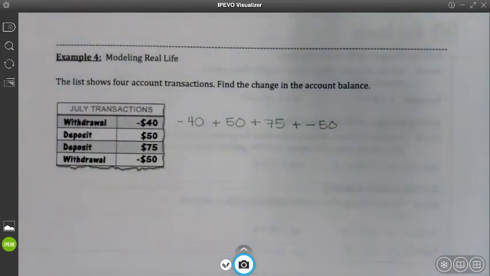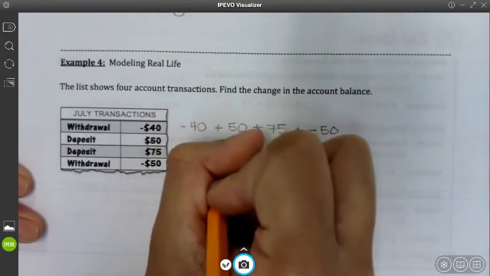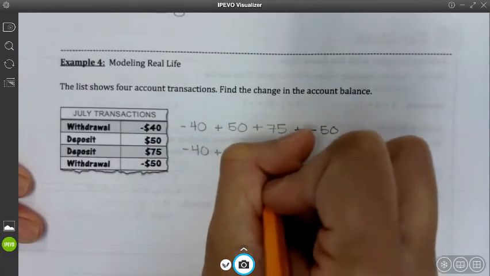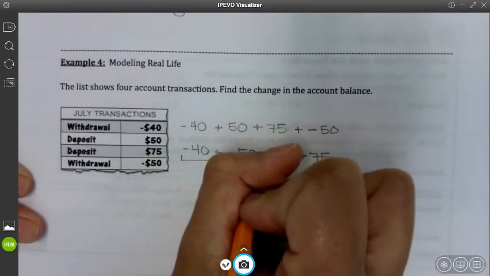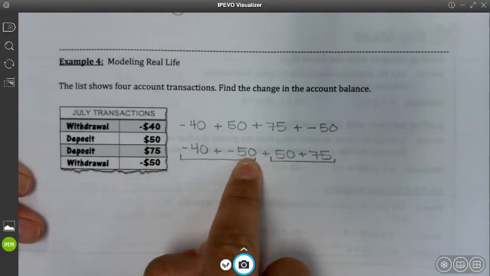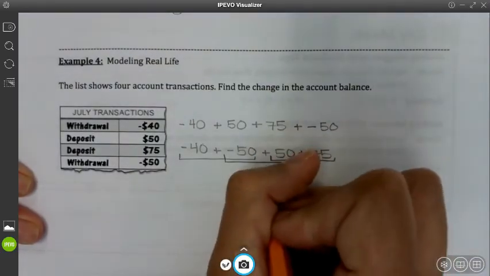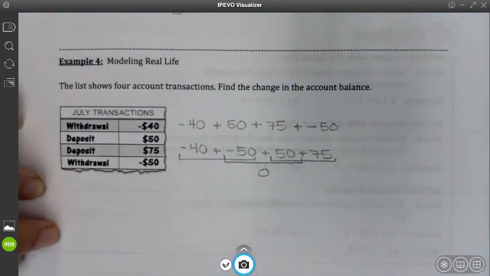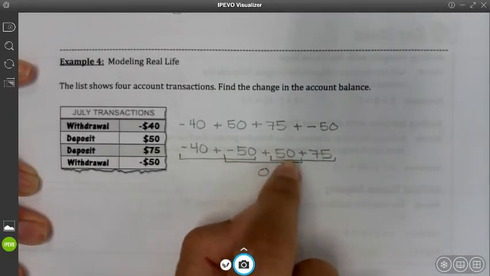Now here's the cool thing. Because we have all addition, we can use the commutative property of addition, which you learned earlier in the year, which says we can rearrange the order of these numbers. So I can actually put the negative numbers together and the positive numbers next to each other. Another thing that you might think to do is to also see that these are opposites. Therefore, this piece will equal 0. So you've got a couple options on how you want to do this and what works best for you. I'm going to go with the two opposites being next to each other is just 0.